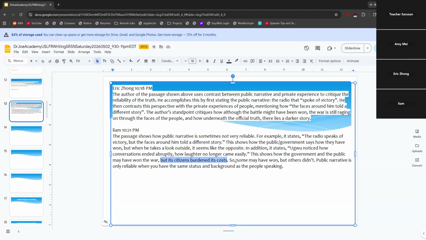So some may have won, but others didn't. Public narrative is only reliable when you have the same status and background as the people speaking. Again, very solid, very meaningful sentence right here as well. So it's a very strong and thoughtful answer that you provided. Honestly, I don't really have too much I can change up or proofread here. Only one comma missing, so you did a much more improved answer with this one. Yeah, great stuff, Leo. And I got one more answer.